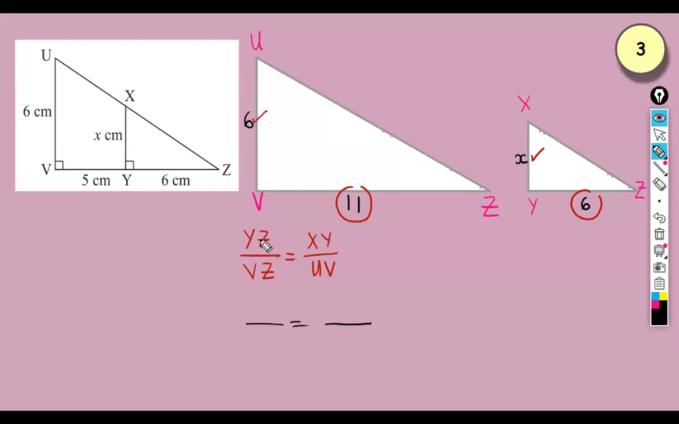YZ, where's YZ? YZ is 6 divided by VZ. VZ is 11, is equal to XY. Well, we don't know the length of XY, so we're just going to put X divided by UV, which is 6. Cross multiply. Everyone should at least be able to do the cross multiplying part. We did it for almost a term, right? Cross multiply and solve for X, right?